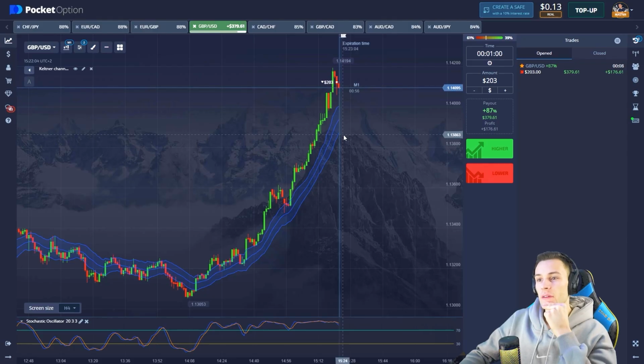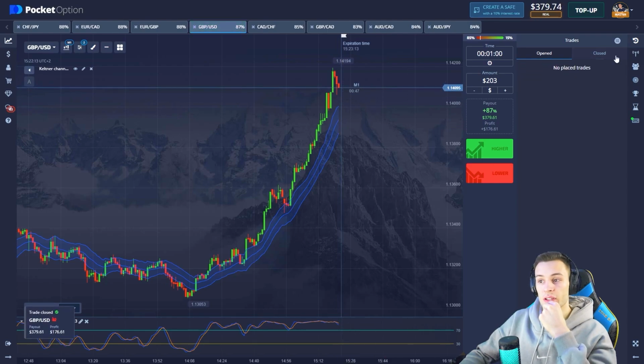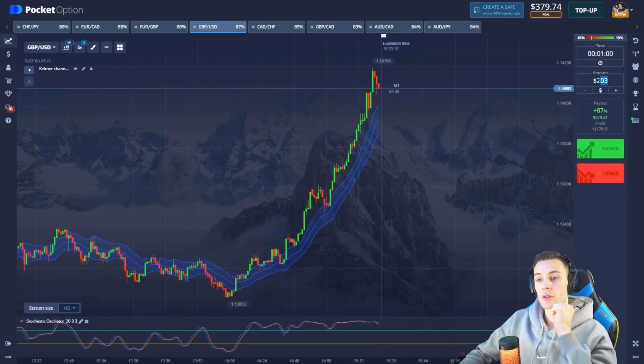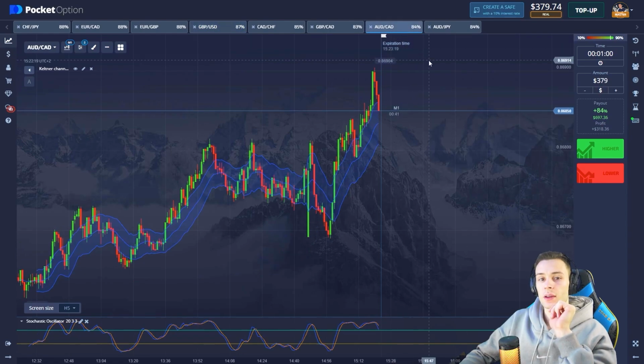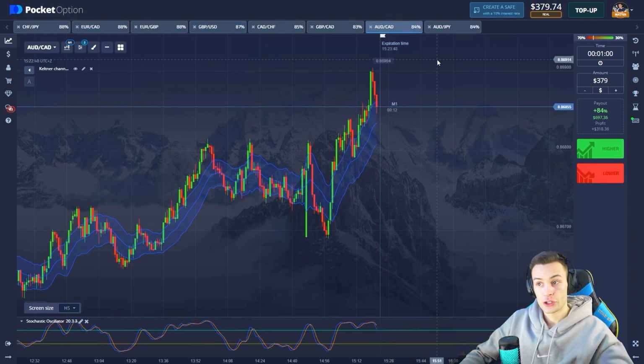And there are around 5 seconds left before the closing, and our position has been closed in profit, guys. There are almost $400 on the balance. We're not stopping here, and let's keep it going. Continue the trading session and find another currency pair.